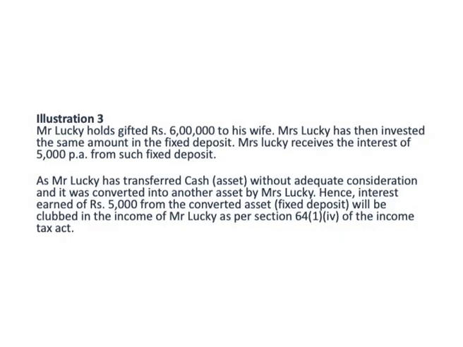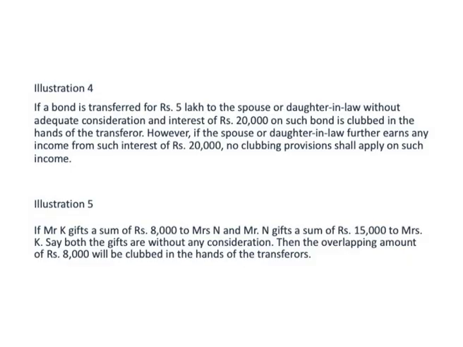As Mr. Lucky has transferred cash, which is also treated as a current asset, without adequate consideration, and it was converted into another asset by Mrs. Lucky, hence the interest earned of rupees 5,000 from the converted asset, that is a fixed deposit. So, she converted the current asset to a fixed asset. She has changed the gift of liquid cash to a fixed asset. Then what will happen? Whatever income is accrued from the converted asset will be clubbed to the income of Mr. Lucky as per section 64(1)(4) of the Income Tax Act. So, though she has changed the original form of the asset, even then it will be treated as income of the transferor. Now, a few more illustrations before we recap.